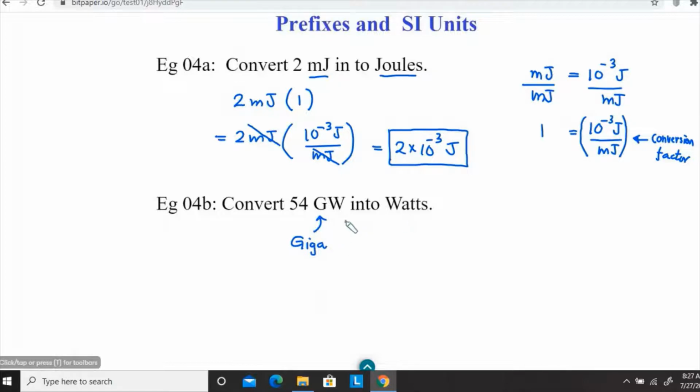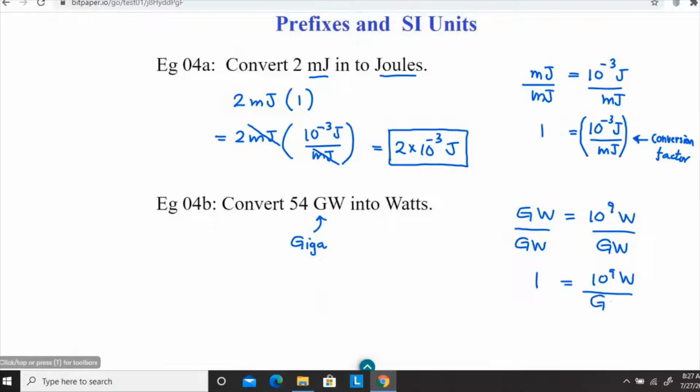Gigawatts into watts. Again, I will try to bridge gigawatts to watts. So gigawatt is equal to 10 to the power 9. Giga stands for 10 to the power 9 watts. And I'm going to divide both sides by gigawatt like this. And then I end up with the conversion factor: 1 equals 10 to the power 9 watts divided by gigawatt.